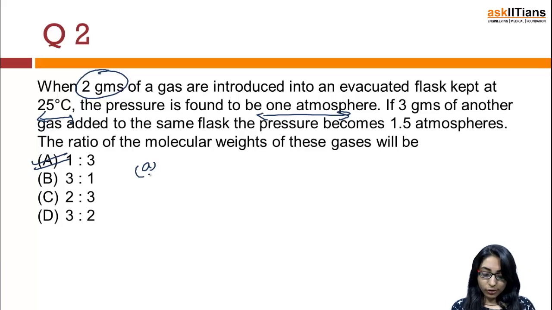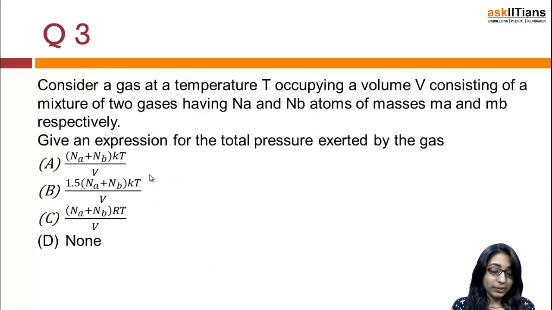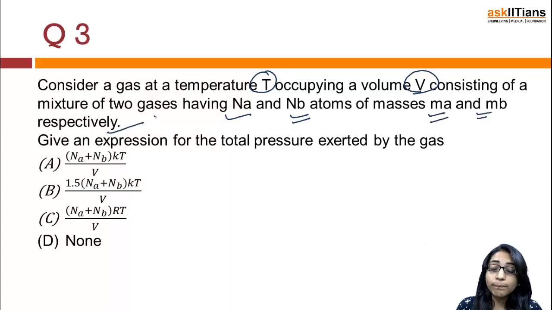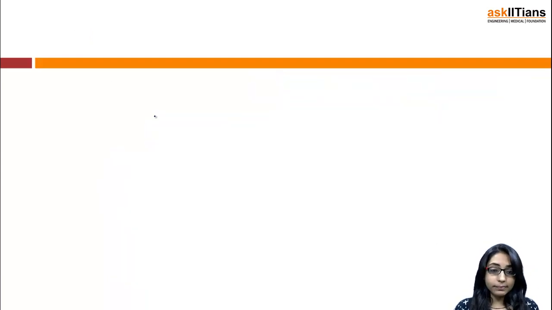Having done with question number 2, it's time that we proceed over to question number 3. Question number 3 says, consider a gas at a temperature T. So there is a gaseous system at a temperature T, occupying a volume V, consisting of a mixture of two gases. Again there are two different gases having Na and Nb number of atoms, and the masses are given to be Ma and Mb respectively. So you have to give an expression for the total pressure which is exerted by the gas.